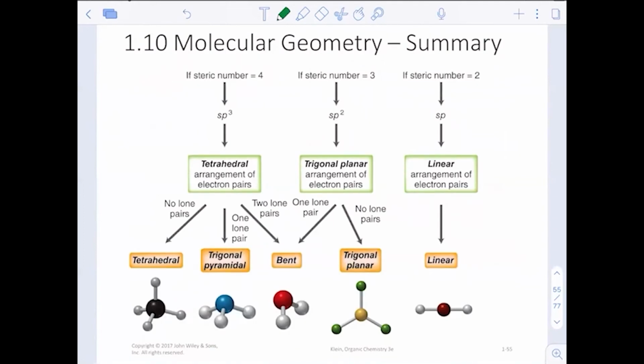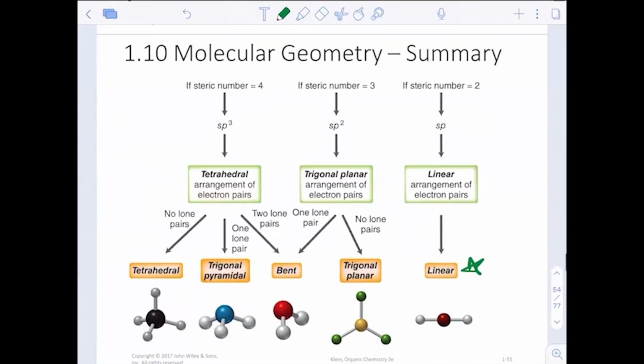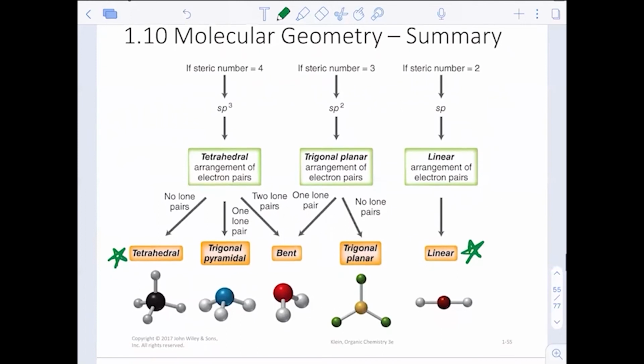So this chart is a great one to remember. We do need to know our molecular geometries. We'll practice them a lot, but notice how we only go to a steric number of 4. We don't care about 5 and 6 as we did in general chemistry. We're going to stick with these ones.